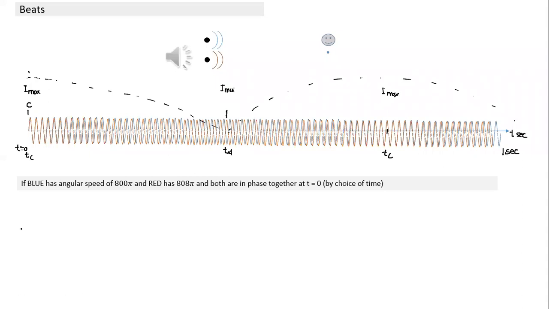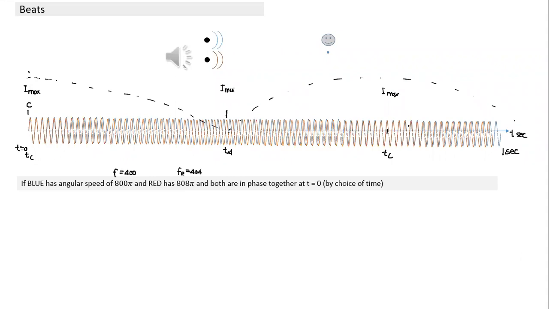So let's understand this in terms of some numbers. Sometimes numbers give us a better sense. If blue has an angular speed of 800 pi, what is the frequency? If angular speed is 800 pi, frequency is 400. So it will have 400 complete wavelengths in 1 second. And red color is 808 pi. So blue has a frequency of 400, and red has a frequency of 404. So there's a slight difference in frequency.